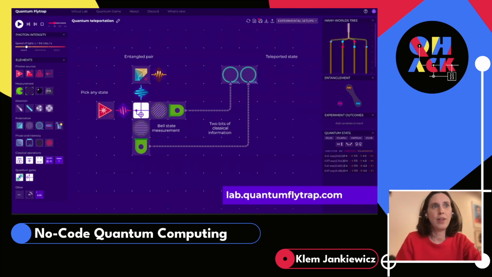I'll show you two no-code interfaces that I've designed that are available online. The first one is available at lab.quantumflytrap.com, and this is an interactive optical table, an interactive no-code optical lab that we've created. It's a project I co-founded with physicist Piotr Migdał, and we worked with amazing software engineer Paweł Gorabasz and a few other contributors on different stages of the project. It's a no-code interface, but it's mostly educational.